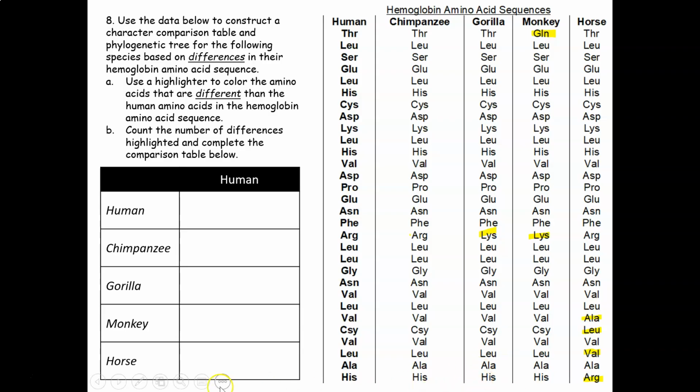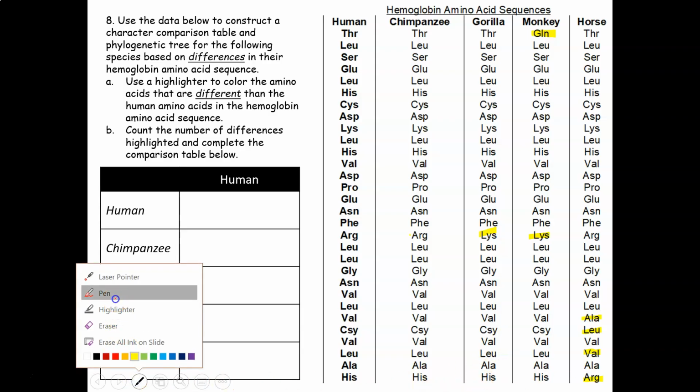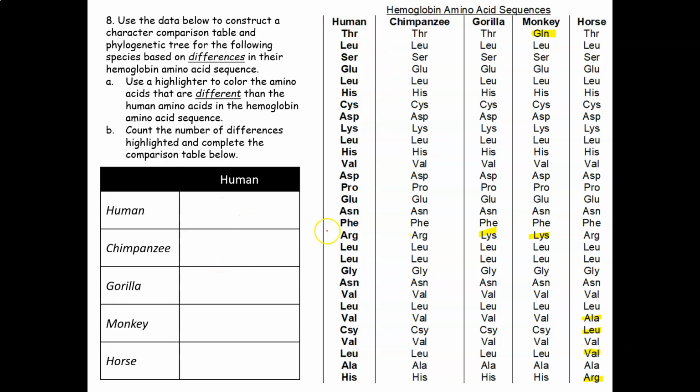Okay, so now I'm just going to count up how many differences I see, and we're going to record those over here. So if I go human to human, well, there shouldn't be any differences. They're the same species. All right, and so the number of differences that I have there would be 0. I take a look down the chimpanzee column, and I didn't highlight anything there either. So there actually aren't any differences, at least for this particular portion of that protein, so they're also going to get a 0. I go down that gorilla and I see 1 highlight, so that means there's 1 difference. Monkey, I've got 2, and then the horse, I've got 4, it looks like.